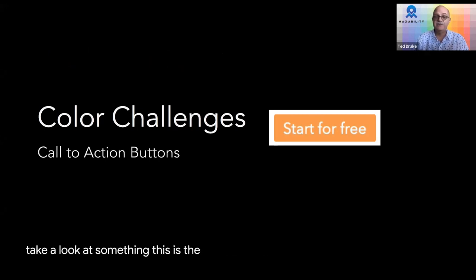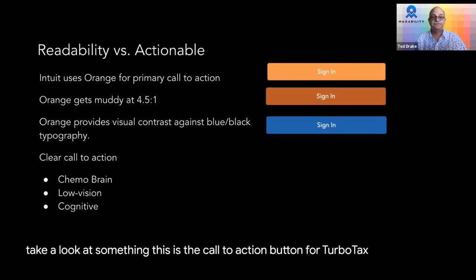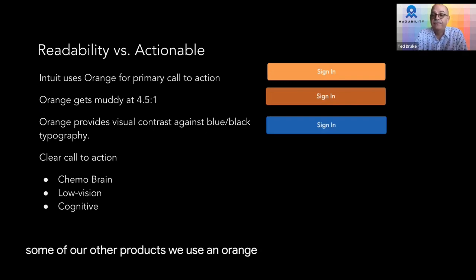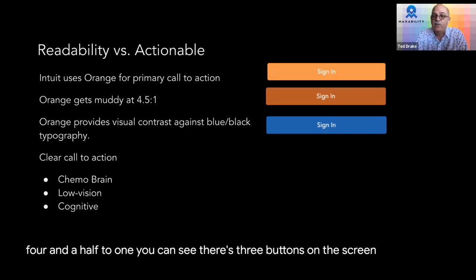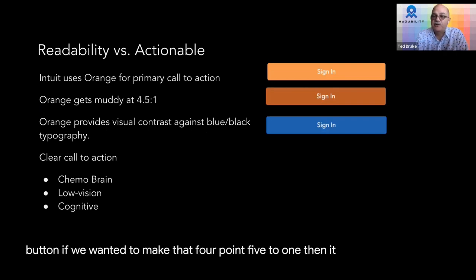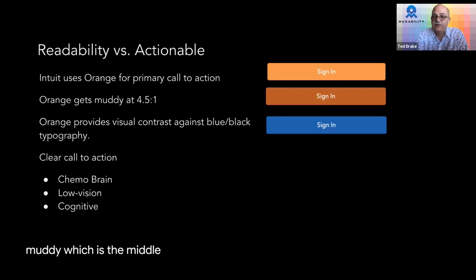This is the call to action button for TurboTax currently. And for some of our other products, we use an orange. And that orange is not 4.5:1. You can see there's 3 buttons on this screen. One is a light orange with white text. This is our current call to action button. If we wanted to make that 4.5:1, then it gets really muddy, which is the middle orange.